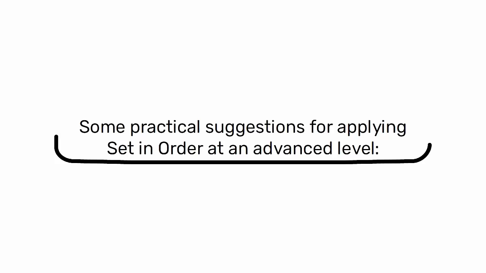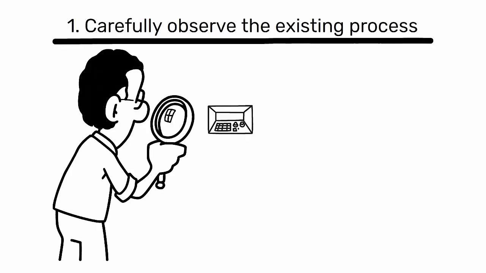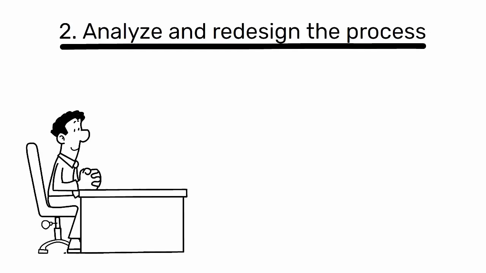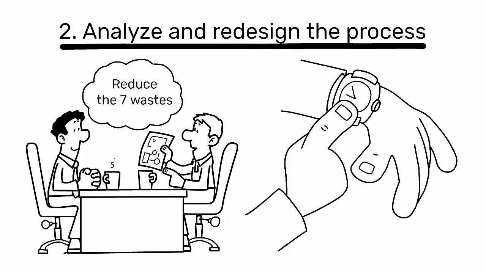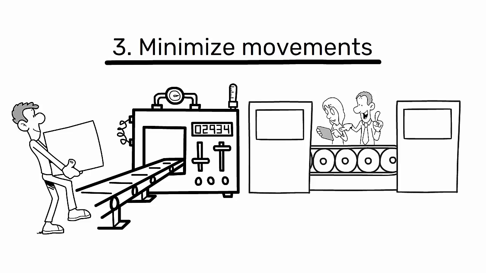Advanced tips for implementing set in order. Here are some practical suggestions for applying set in order at an advanced level. 1. Carefully observe the existing process. Take time to fully understand how activities are performed before making changes. 2. Analyze and redesign the process. Propose an improved version that will reduce the 7 wastes, such as time lost in unnecessary movements or unproductive waiting. 3. Minimize movements. Arrange objects so that operators and materials move as little as possible.